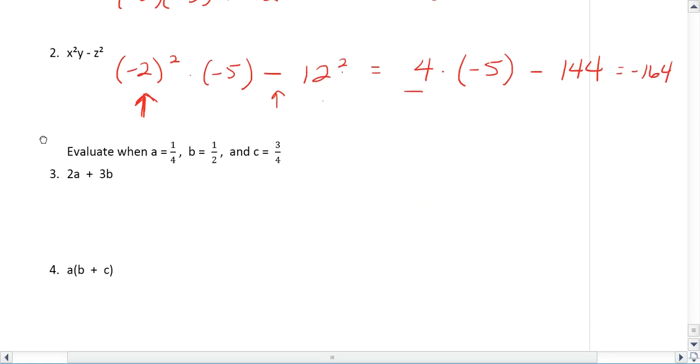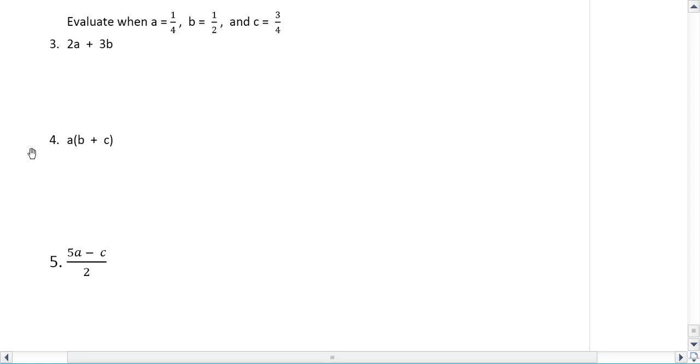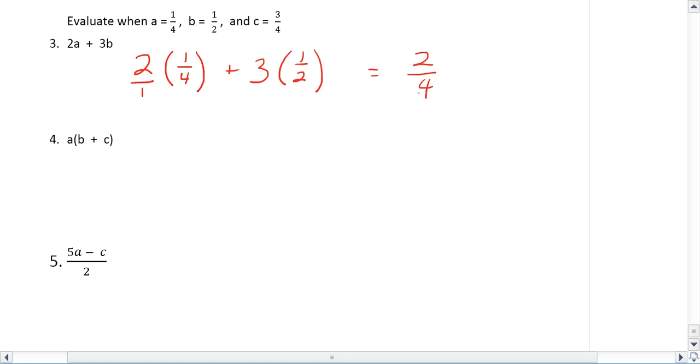And now we get to do an example with some fractions. So I'm going to plug in the fractions to the right location for example 3. All right, if you need to, remember you can always put a whole number over 1. So this is like 2 over 1 times 1/4, which gives us 2/4, and I could reduce that, and maybe I will. Plus, again, put the 3 over 1 if that's helpful, plus 3/2.